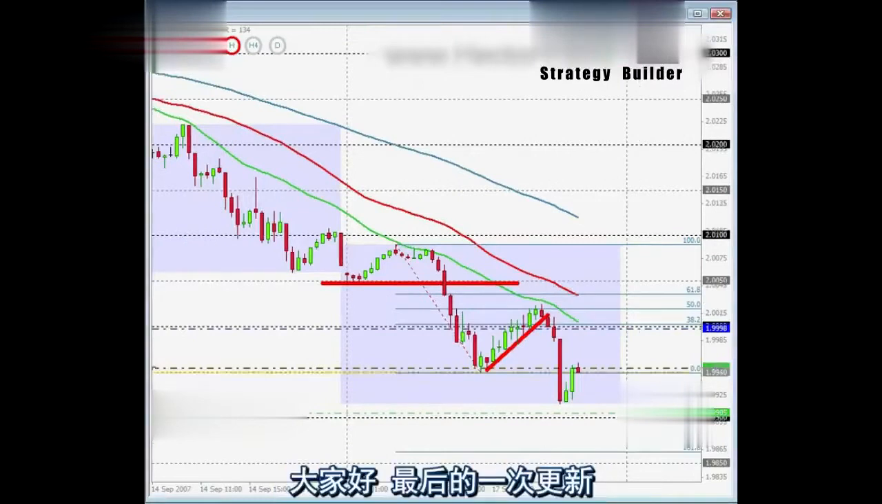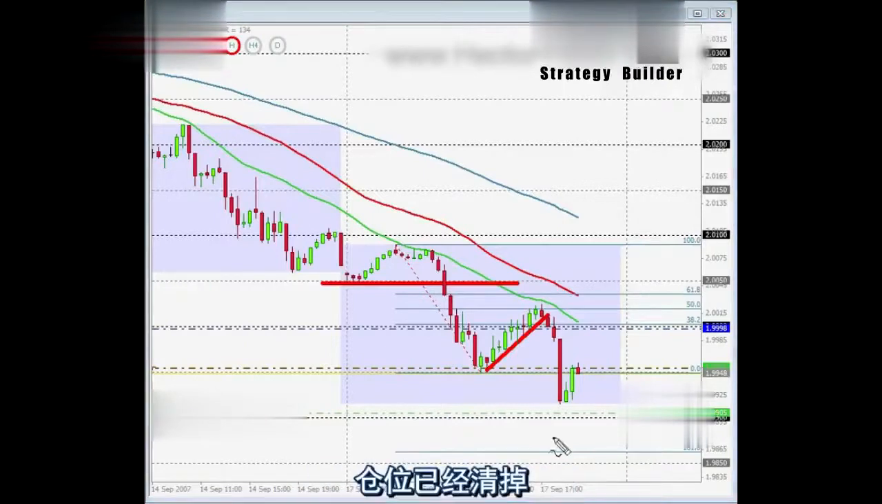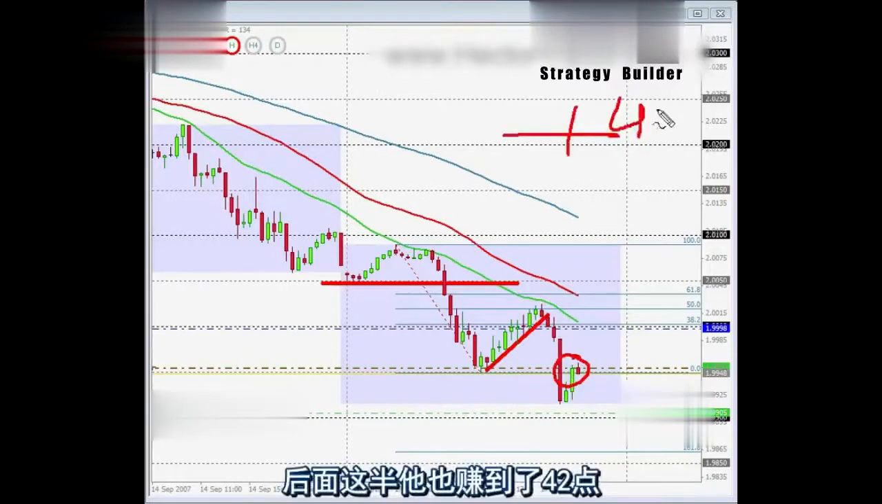Hi guys, one final update. 6 p.m. London time. My trade on cable has been stopped out by the trailing stop for plus 42 pips on the second half of the trade. Yes, that's the same as the first half. Alright guys, that was all for today.